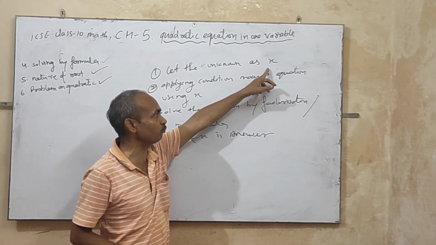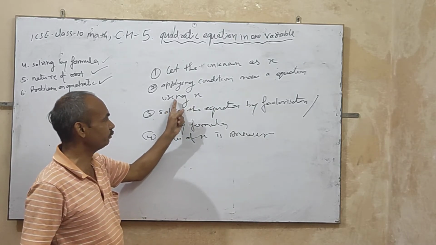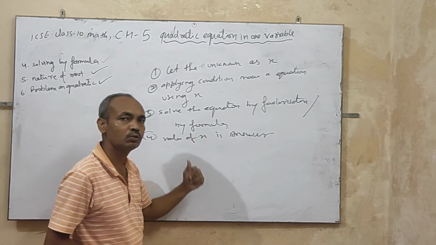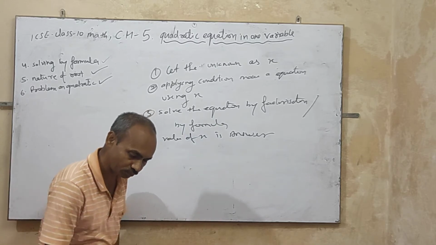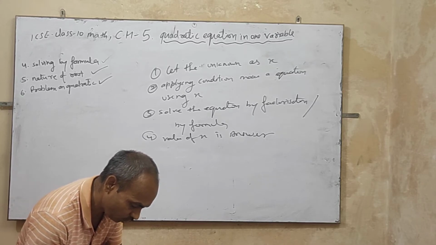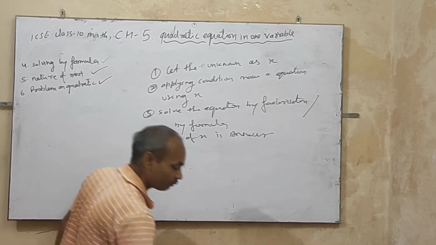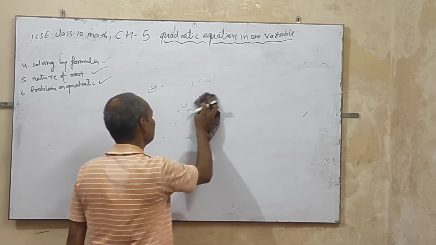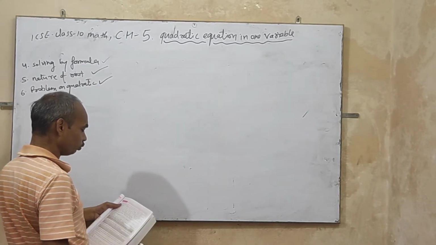Unknown quantities should be supposed as x, apply the condition, make an equation using x and solve the quadratic equation by factorization or by formula, and then the value of x is the answer. Taking an example, we will solve a problem of quadratic equation. First of all, question 1 of ML Agarwal of ICSE class 10, find two consecutive natural numbers.